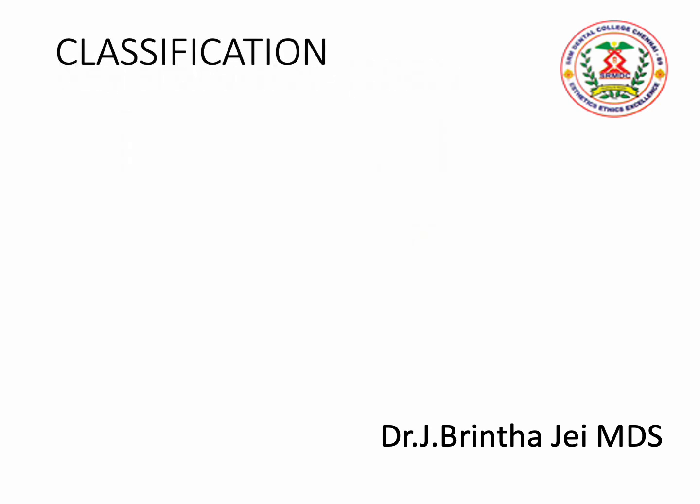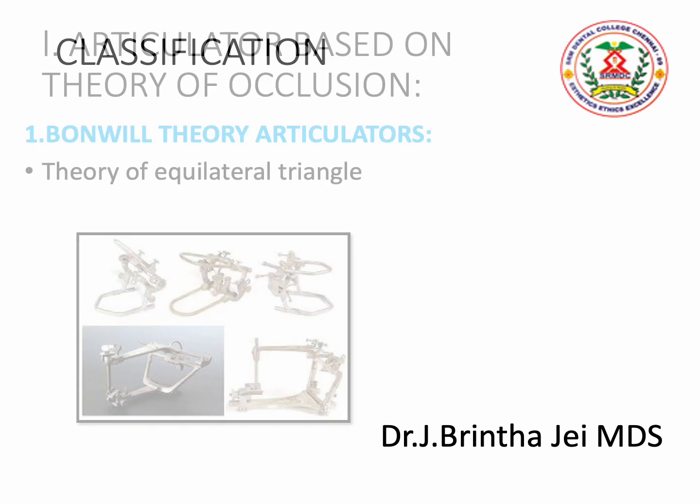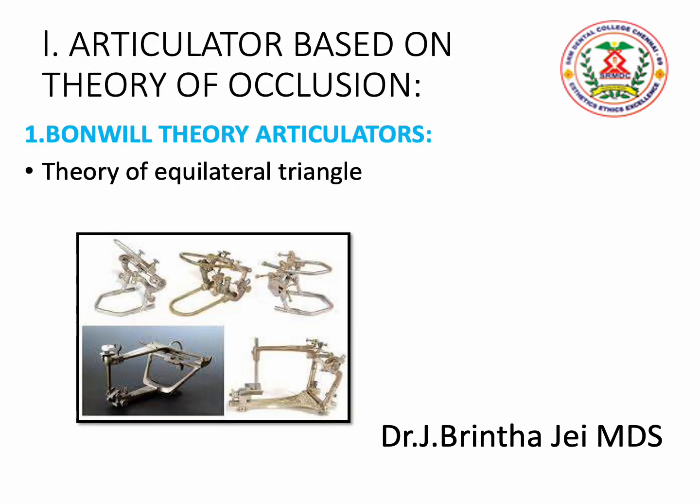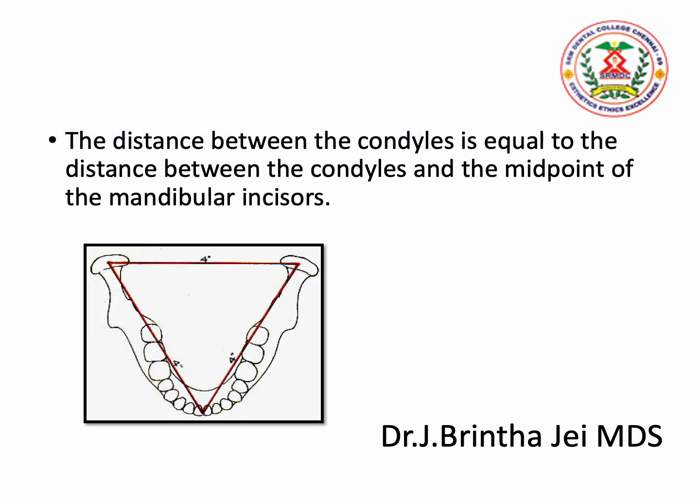Moving on to the classification. Articulator classification based on theory of occlusion. Under the theory of occlusion, first is the Bonwill theory articulators. So they are designed based on the theory of the equilateral triangle. The distance between the condyles will be equal to the distance between the condyles and the midpoint of the mandibular incisors. So this theory is used to prepare this articulator based on Bonwill's theory.